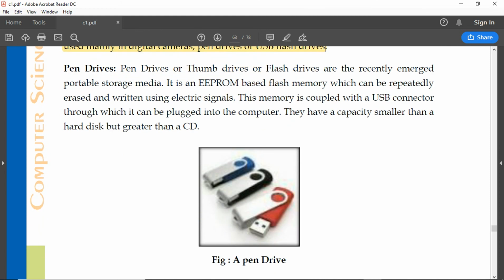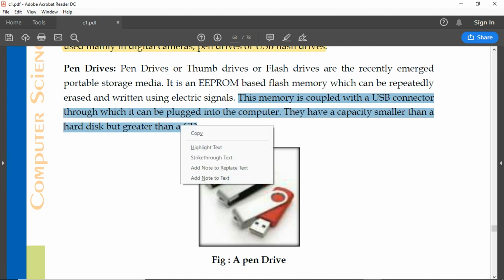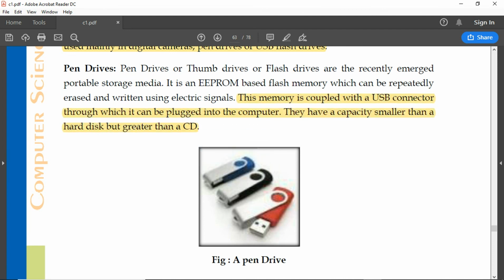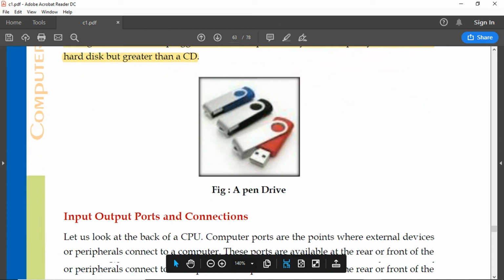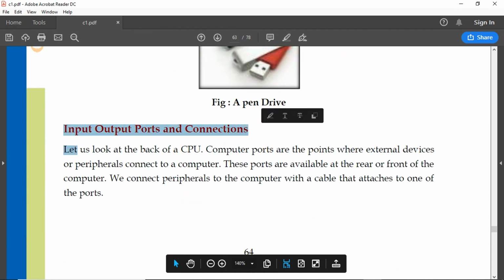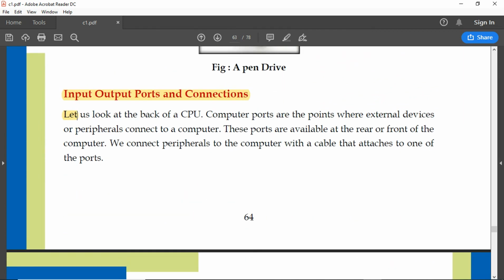Pen drives or thumb drives or flash drives are the recently emerged portable storage media. It is an EEPROM-based flash memory which can be repeatedly erased and written using electric signals. This memory is coupled with a USB connector, through which it can be plugged into the computer. They have a capacity smaller than a hard disk but greater than a CD. Fig. A pen drive.